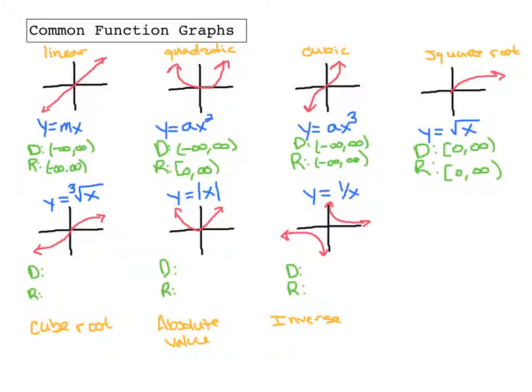For the cubic, we got domain, how far to left and right. Looking at these arrows, pretty telltale. It goes all the way to the left, all the way to the right. And the range, how far up and down. Okay, so you see these domain ranges repeat a lot.